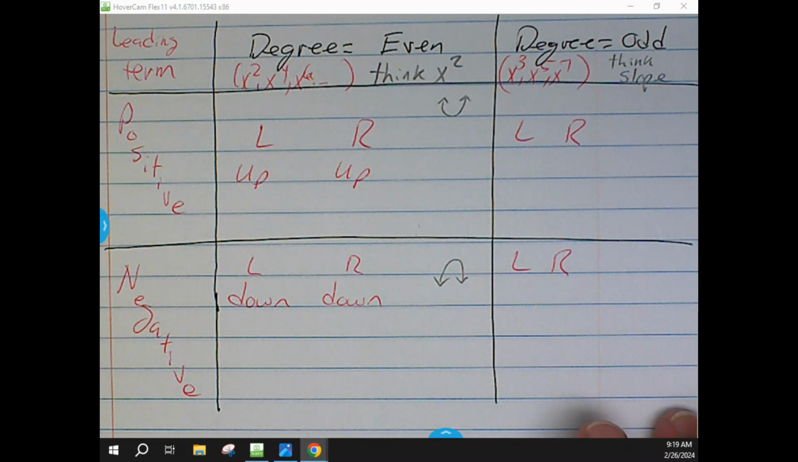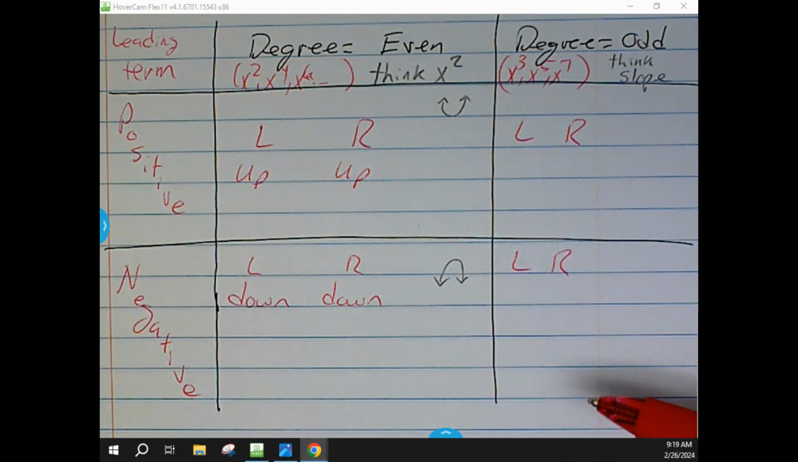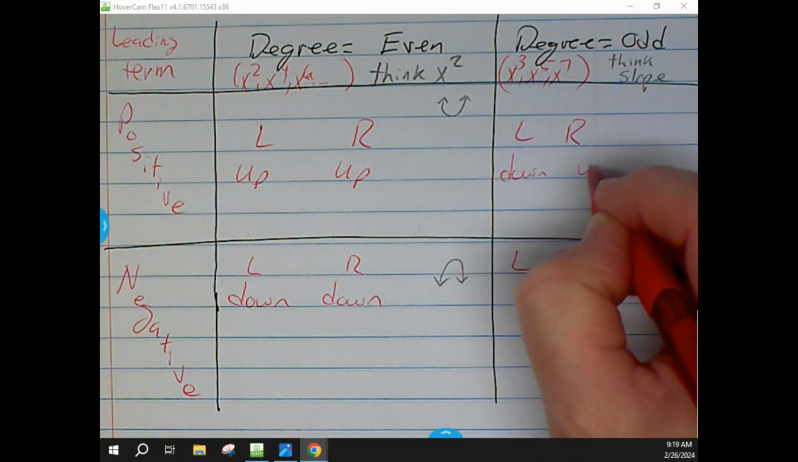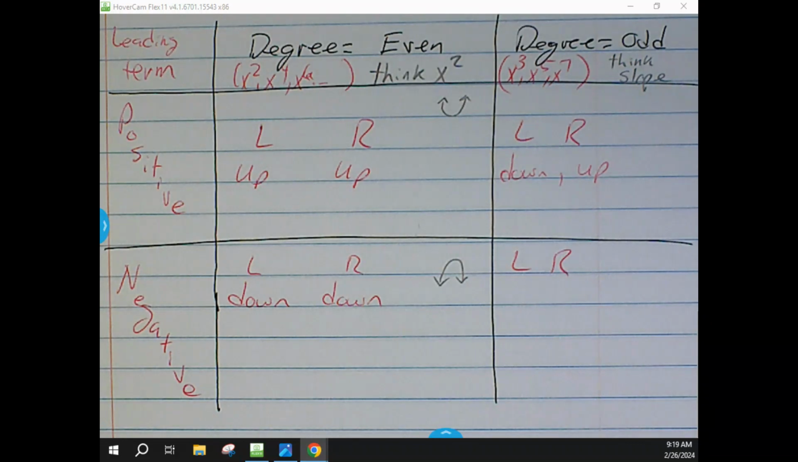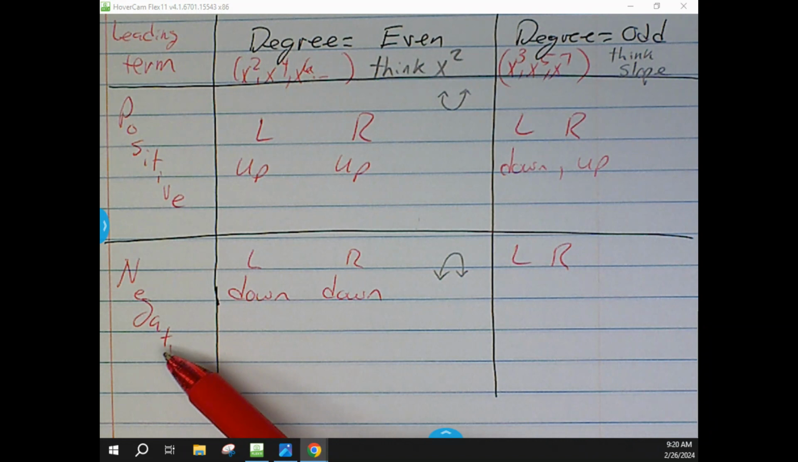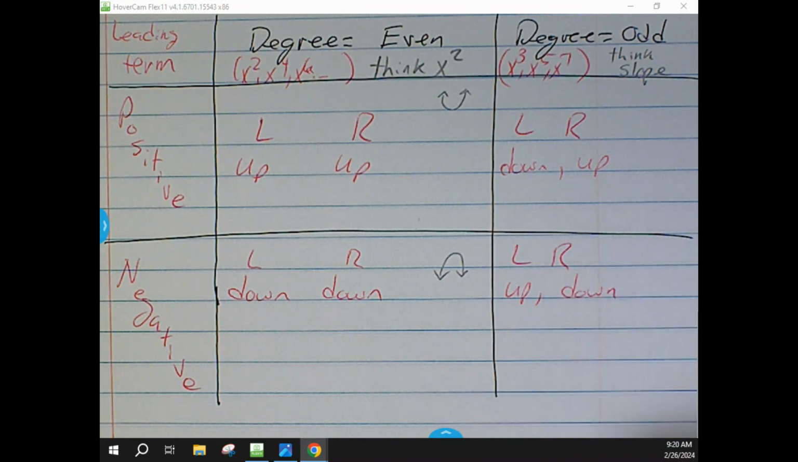Okay, so again, we're going to go left and right on these. And again, we're thinking slope in this case. What if it's a positive slope? What does the graph do? Which side's up, which side's down? There you go. Left side is down, and the right side is up, so this one's down, up. Okay, and then if it's a negative slope, it's just the opposite, correct? The left side is up, and then the right side is down.